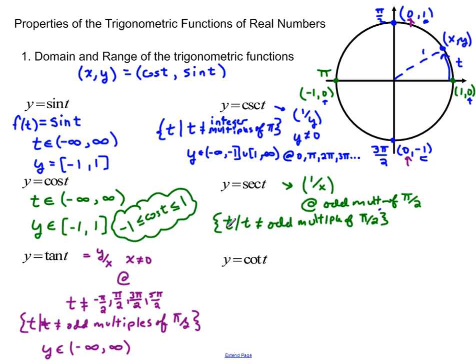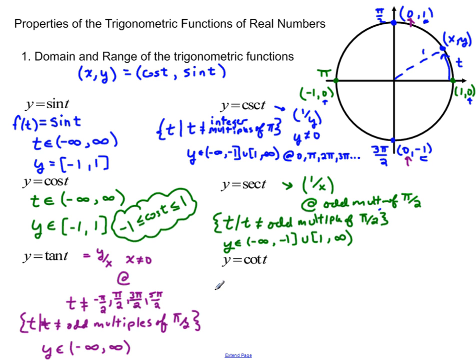Its range is kind of similar to what happens with cosecant. In this case, the y values go everywhere from negative infinity to negative 1. Don't include anything between negative 1 and positive 1, and then go from 1 to infinity. Again, we'll develop this a little bit later on.